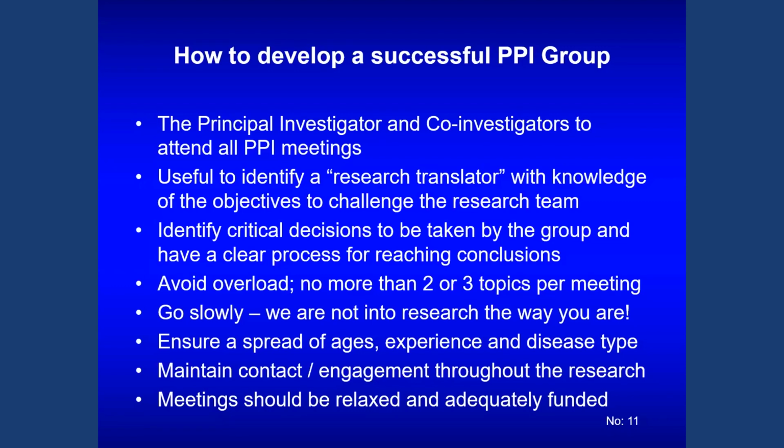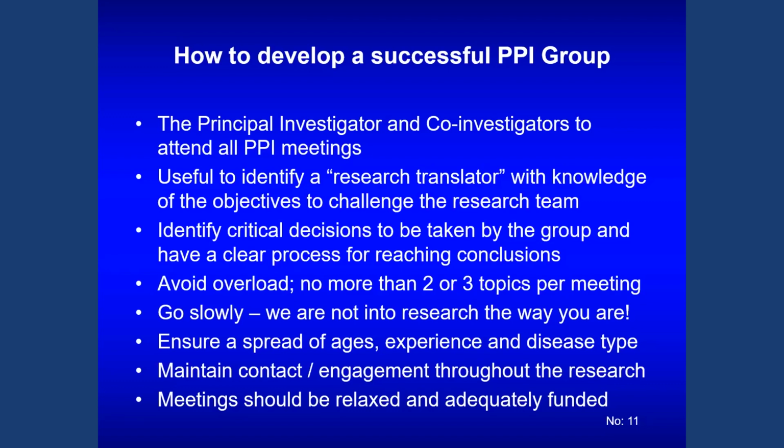Identify the critical decisions that the group need to take and have a clear process for reaching conclusions. So make sure there's a published timeline, a project plan, when the PPI group will be called together. And by having a clear process for reaching conclusions, what I mean is, how are you going to get the PPI group to come up with a recommendation? Is it going to be a majority vote? Are you going to have some sort of roundtable discussion? How are you going to go about it?